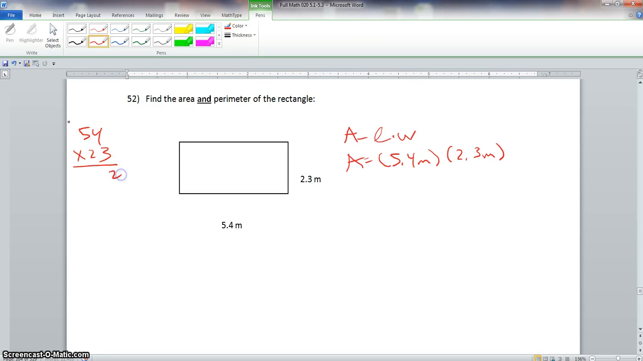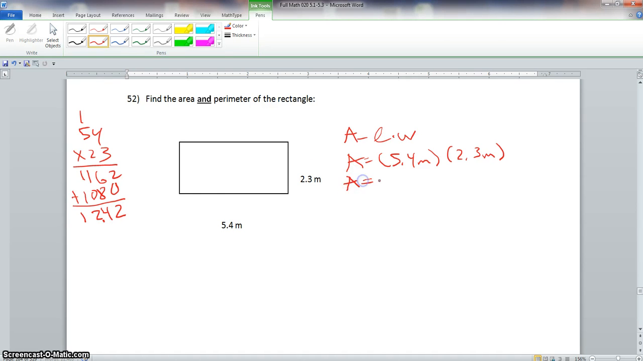3 times 4 is 12, carry a 1. 3 times 5 is 15, plus 1 is 16. Add a 0 here. 2 times 4 is 8, and 2 times 5 is 10. So we add them together. We add 2. 6 plus 8 is 14. Carry a 1. 1 plus 1 is 2, plus 0 is 2. And then we'll bring down this 1 here. Now we have 2 digits behind the decimal, so that will give us 12.42.